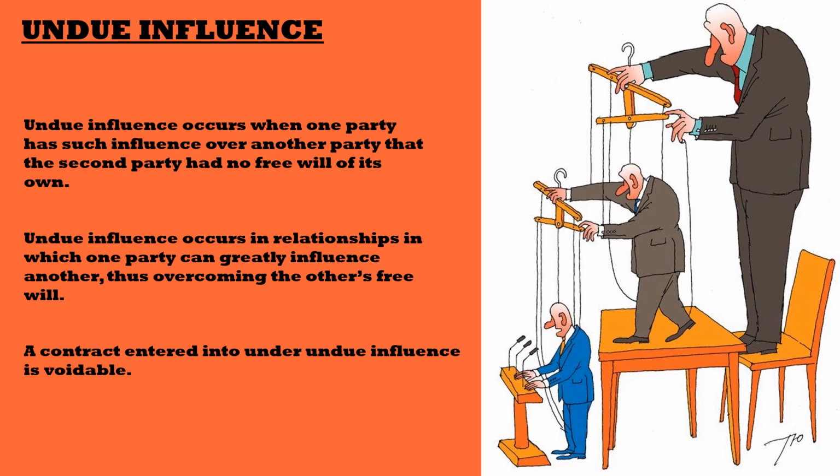If a parent convinces a minor child to enter into a contract that they don't want to enter into, that would be an example of undue influence. Mommy, I don't want to sign it. Shut up and sign it.